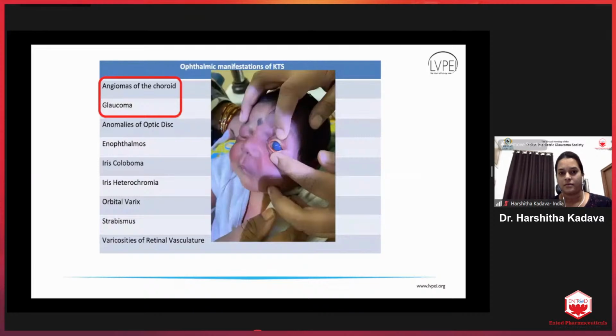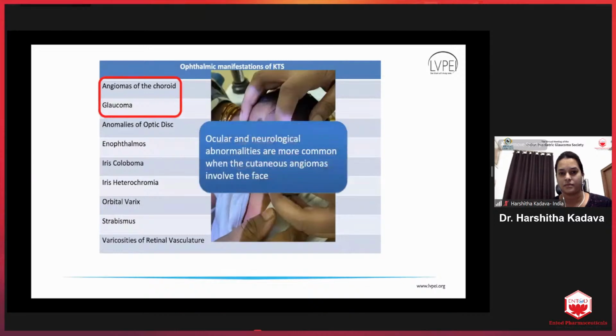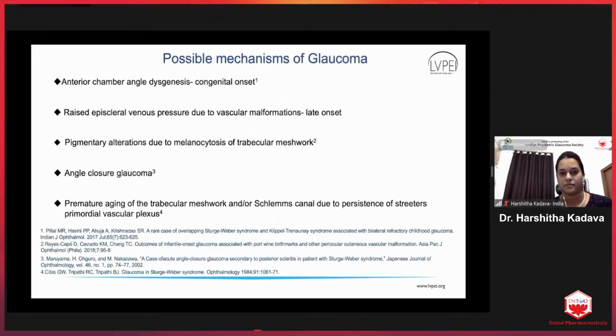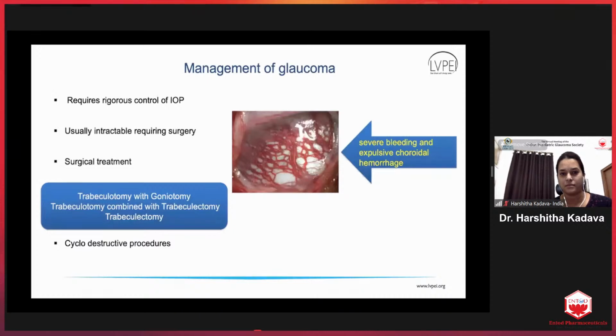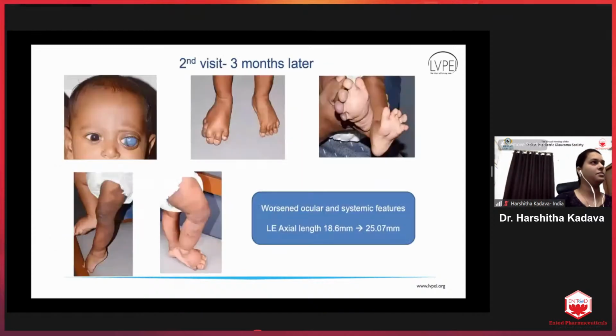Various ophthalmic manifestations of KTS have been described, the commonest being angiomas of the choroid and glaucoma. The ocular abnormalities are more common when the cutaneous angiomas involve the face. The possible mechanisms of glaucoma associated with phacomatosis are angle dysgenesis, raised episcleral venous pressure, melanocytosis of the trabecular meshwork, angle closure glaucoma, and premature aging of the trabecular meshwork. The glaucoma is usually intractable and requires surgery. Any invasive procedure can have a high risk of severe bleeding and expulsive choroidal hemorrhage.